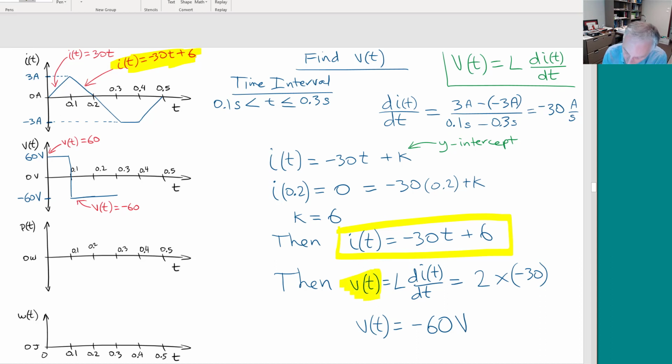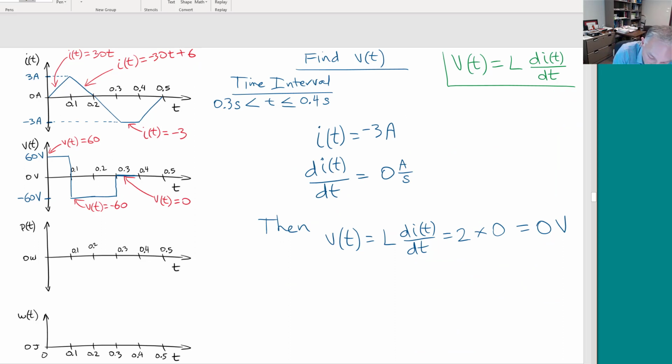Then we can calculate the voltage. The voltage is L di/dt. Our inductance is still 2, and our slope, minus 30, comes down here. That works out to minus 60 volts. So v(t) is equal to minus 60 volts for that interval, for that piece. That's labeled down here, so that's this line right here. Straightforward so far? Okay.